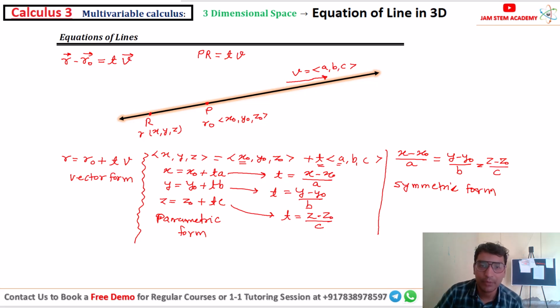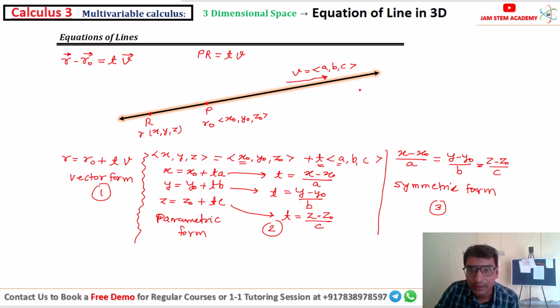This form is very important. So these three forms we covered so far: first one is vector form, second is parametric form, and third is symmetric form. If you have to find the equation of a line, you need two things only: one, a point lying on that line, and the direction vector. If the equation of the line is already given to you, you can always find one point lying on that line and the direction vector.